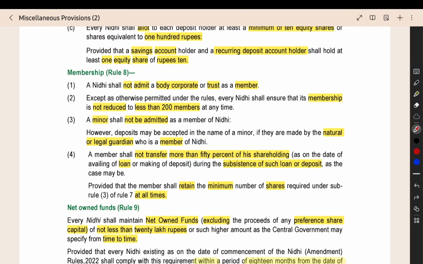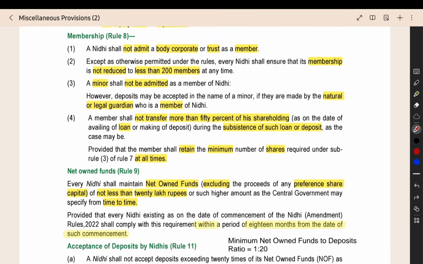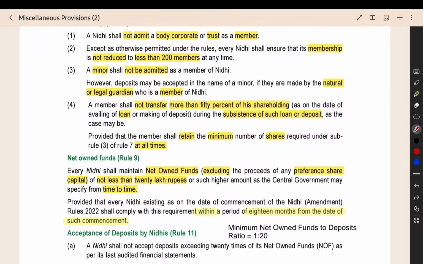And when you see the minimum number of members, minimum 200 members should be there in a Nidhi company. That membership should not fall below 200 at any time. Minor you cannot admit as a member. But you can keep the guardian as a member and then keep the deposit in the name of the minor. That you can do.